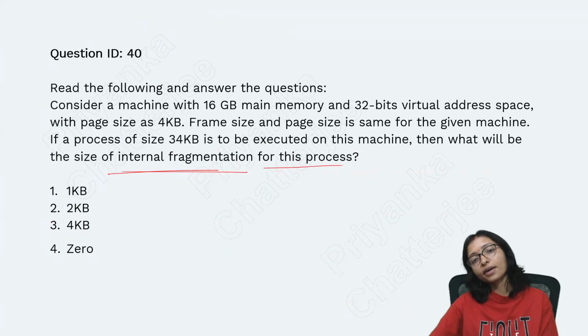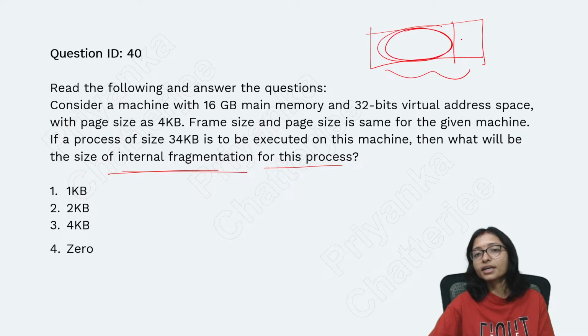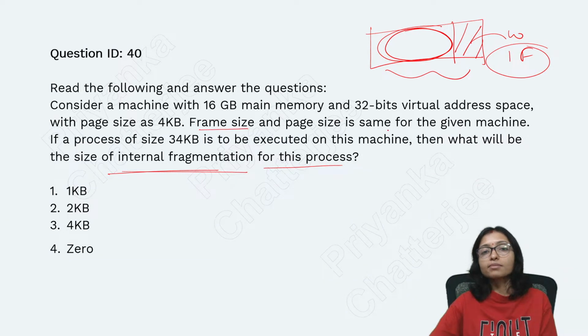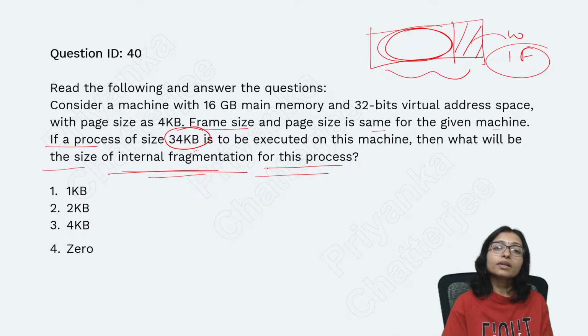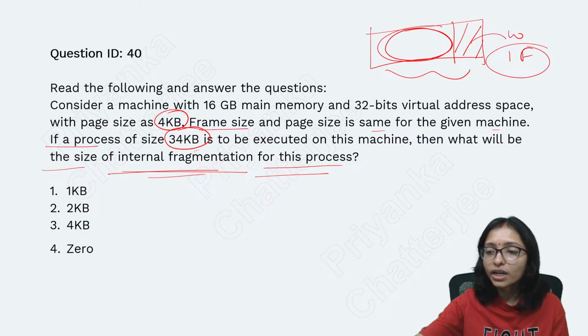Now the internal fragmentation. What is the meaning of internal fragmentation? Some area is there, you have allocated something already, and the unused part is wastage. This wastage is called internal fragmentation. Now you have to think how much wastage there is. Here you can see the frame size and page size are the same. A 34 KB process is executing in this machine. So what will be the size of the internal fragmentation? Page size is given as 4 KB, so each page can accommodate 4 KB.